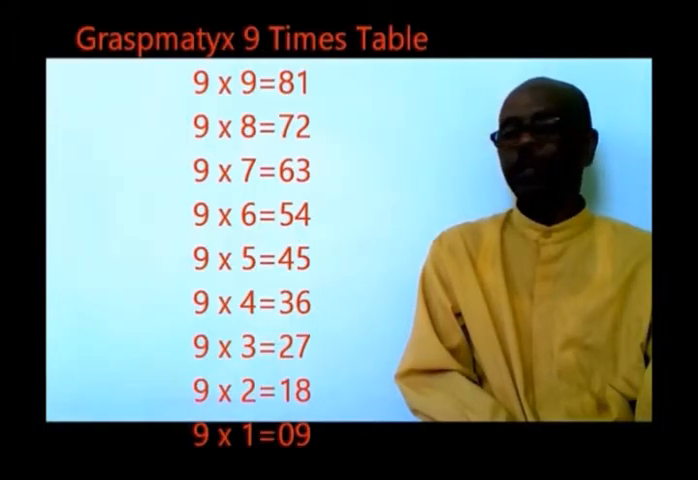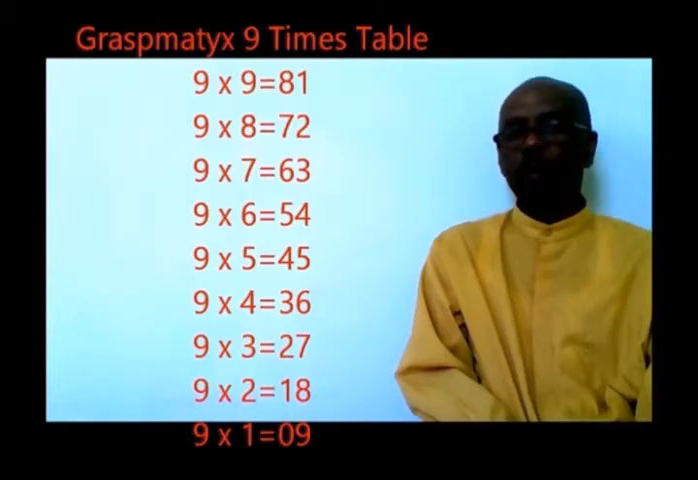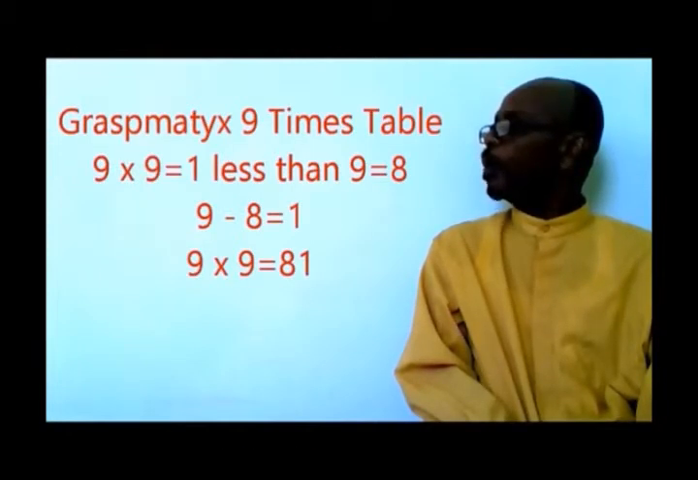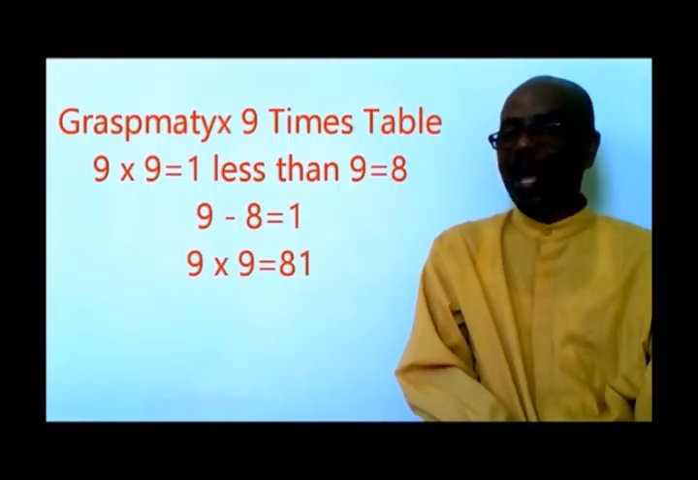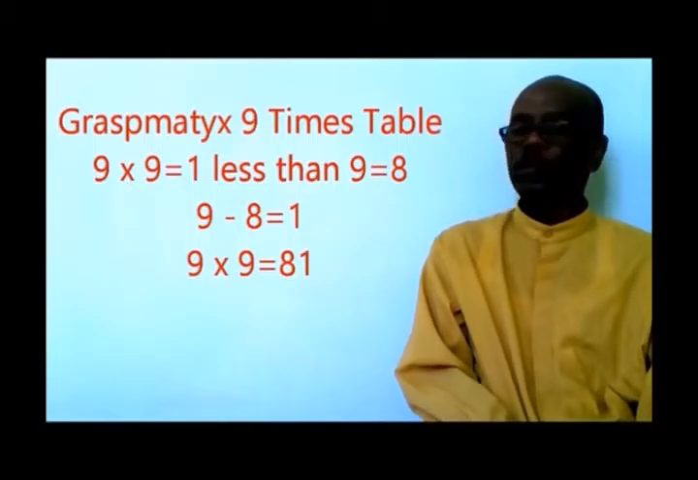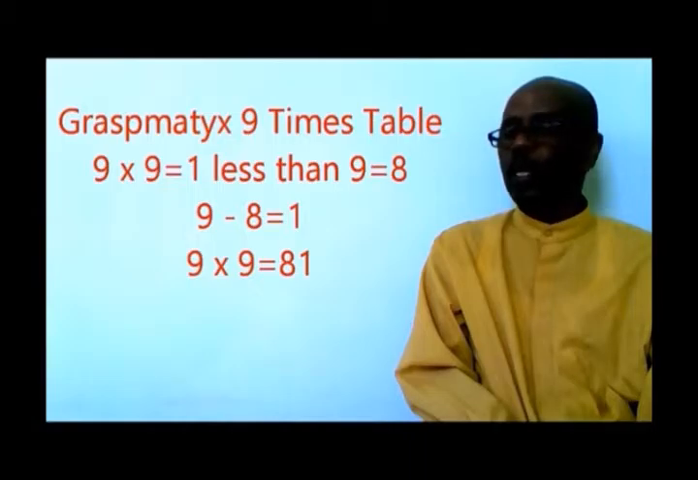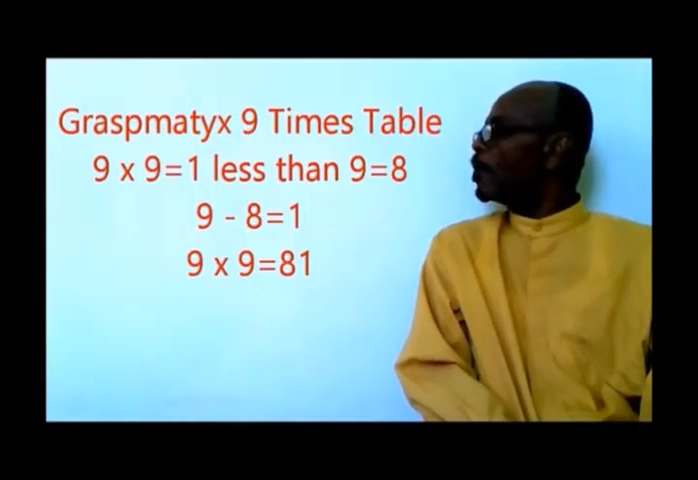So you're doubling up on the 9. Or what you can do is simply this. Let's start from the top coming down to the bottom. 9 times 9. First of all, I'm asking the question, what is 1 less than 9? So 1 less than 9 equals 8. Then this 8, I'll subtract it from the 9. 9 minus 8 gives me 1. So I put the 1 to the right side of the 8. So 9 times 9 is 81.